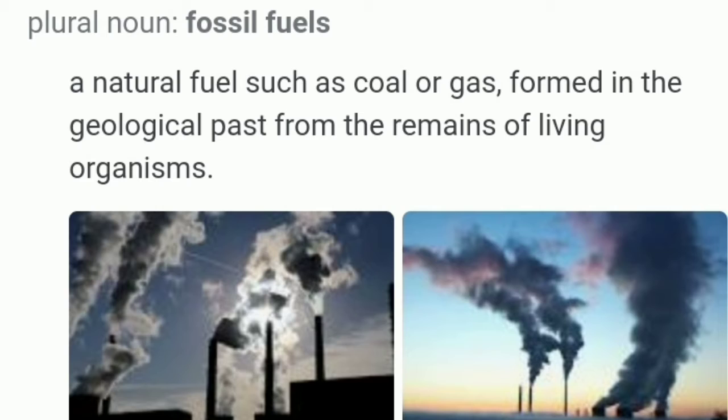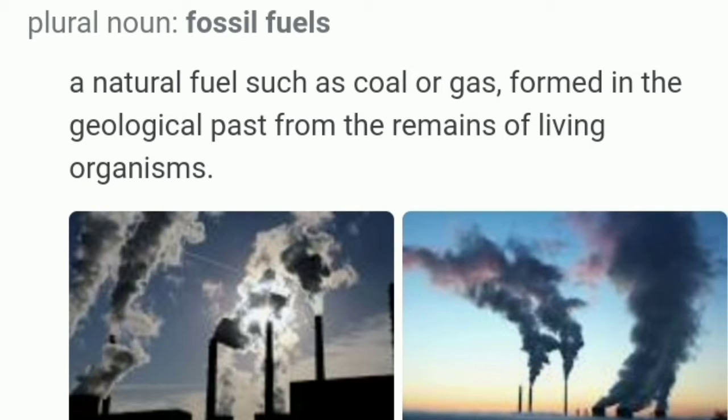These are actually formed from the remains of plants, and it takes millions of years to form. It is formed due to the heat and pressure inside the earth. There are varieties of coal such as anthracite, bituminous, lignite, peat. These are the different varieties of coal.